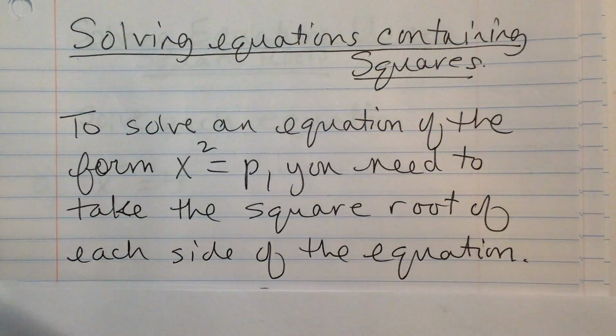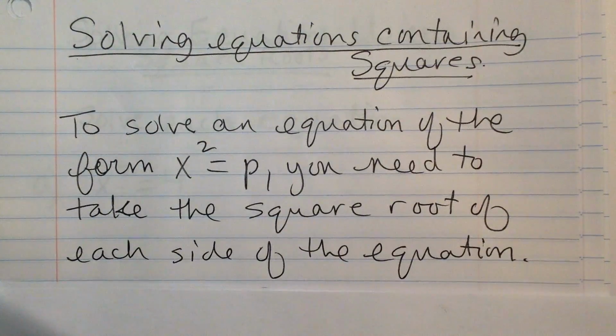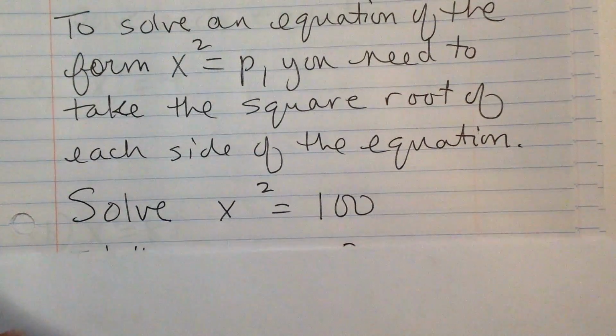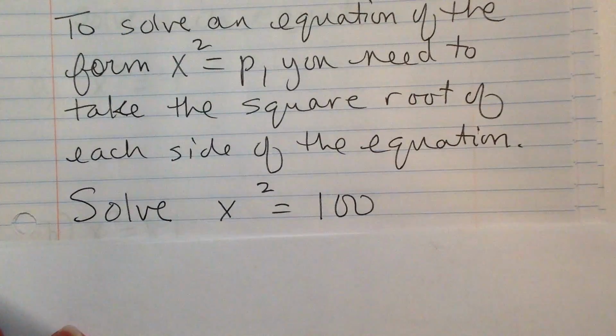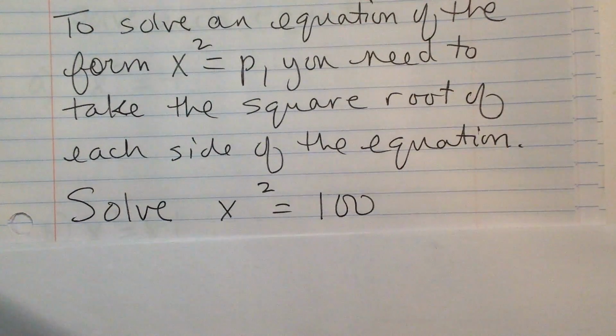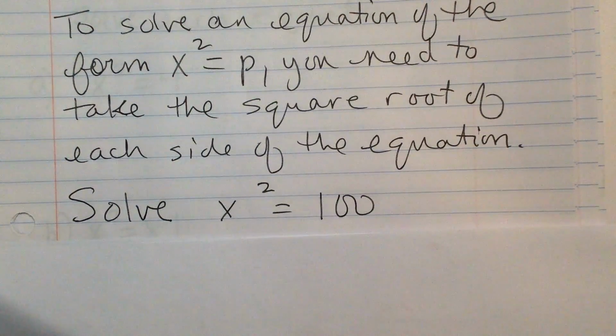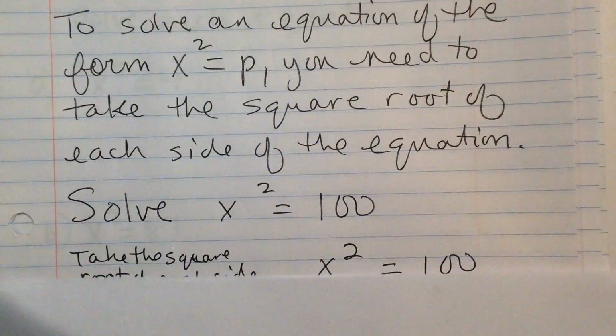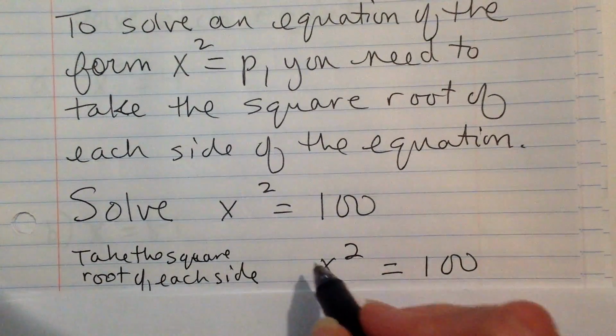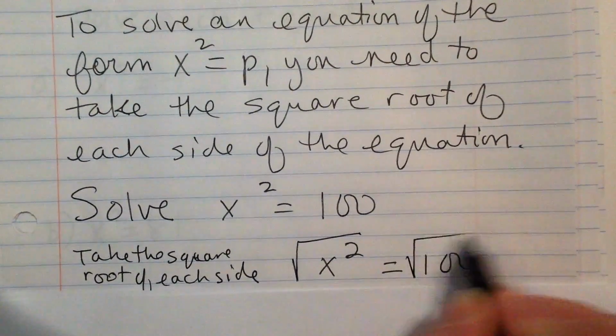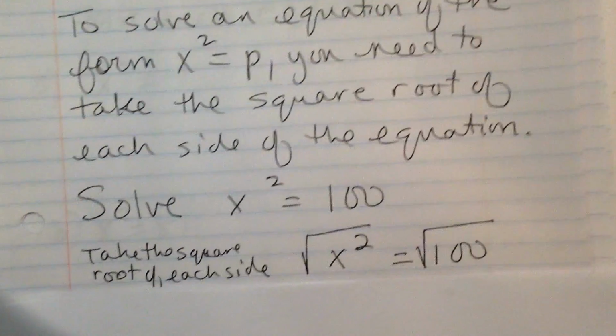Solving equations containing squares. To solve an equation of the form x squared equals p, you need to take the square root of each side of the equation. So let's look at this example. x squared equals 100. We must take the square root of each side. Therefore, we can take the square root of each side of the equation.